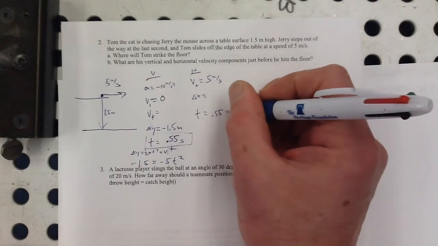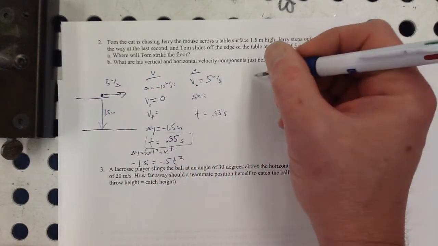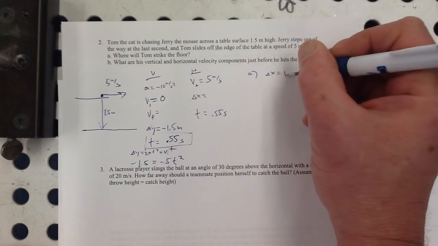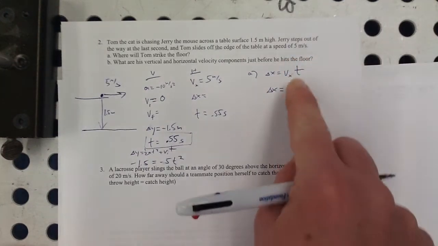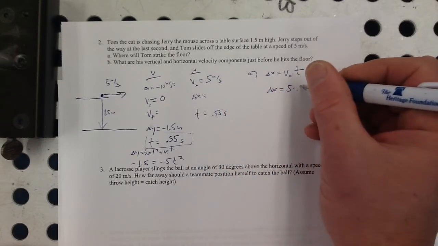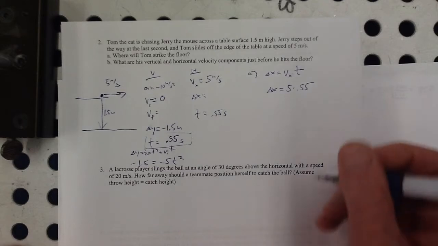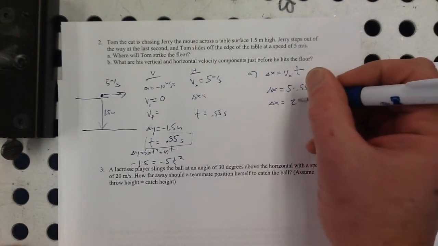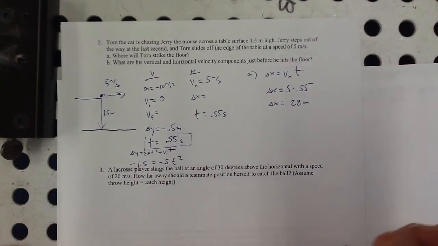And we need that information. It's not actually the answer to part A. For part A, I need delta x. So Vx is 5 times the time, 0.55. That's about, I'm going to round it up to 2.8. You round different than me, that is fine.